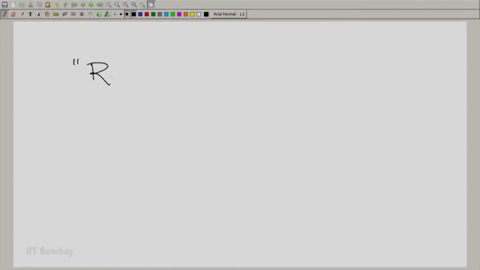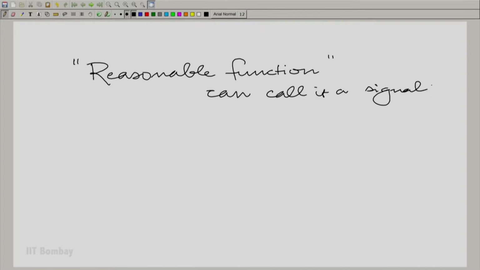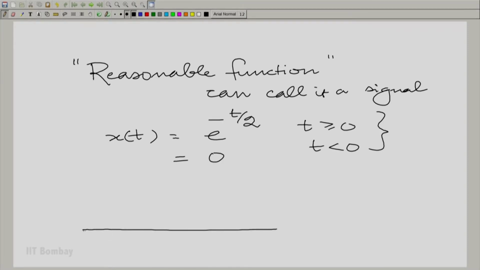So reasonable function, which I can call a signal. Take a simple exponential, right? So you have x of t is equal to e raised to the power minus, say, t by 2 for t greater than or equal to 0, and 0 for t less than 0. It's an exponential. It looks like this. It's 0 all the way up to 0 as a function of t, and then rises to 1 at t equal to 0 and then decays exponentially.